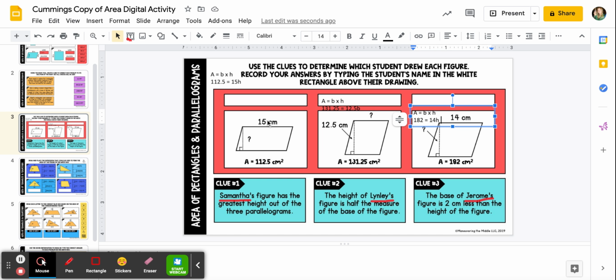So this is the base. What's half of 15? 15 divided by 2 is what? Does that number match the height? This base, we don't know. So once you figure out this base, you have to divide it by 2 and see if it matches 12.5. If it doesn't, then it's this one. This base is 14. Divide it by 2. Does that number match the height? All right. And then you write the names of whoever the figure matches. And I underline the names, Samantha, Lin Lee, and Jerome.